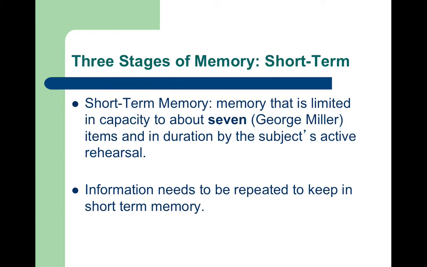The next stage of memory is our short-term memory, sometimes referred to as STM. Our short-term memory is limited in its capacity to about 7 items, according to George Miller. He's on our vocab sheet, and he's the one who came up with this kind of magic rule of 7. And it's also limited by our active rehearsal and how much effort we put into rehearsing the information.